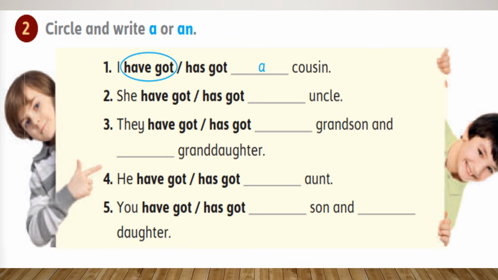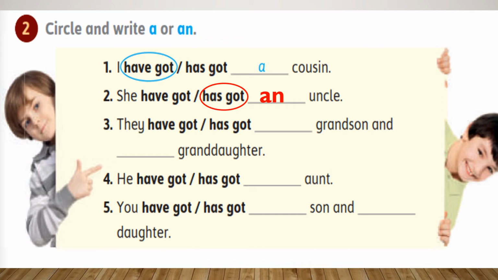Now, what about number 2? The first part, she. Yes, she has got. We always use has with he, she, it, or any singular noun. Perfect. What do we say? She has got an uncle or she has got a uncle? Of course, we say she has got an uncle. And you know why? Because the word uncle here is starting with U, which is a vowel. So we use an. Perfect.